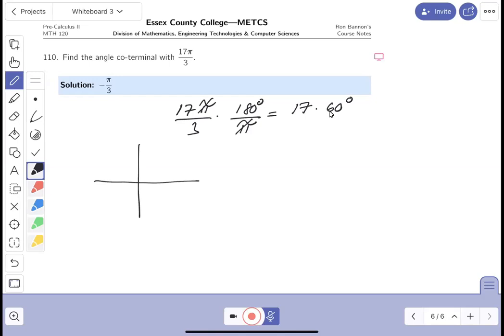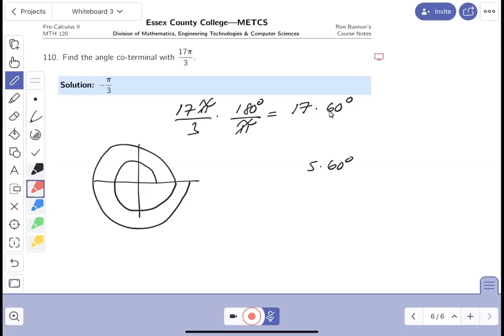So if I did this, I'm going to say that's 6 times 60 because that's 360. What's this? It's 12 times 60. You get the idea? 12 times 60. But I want to go 17. So I got to do 5 more. So I got to do 5 times 60 now.